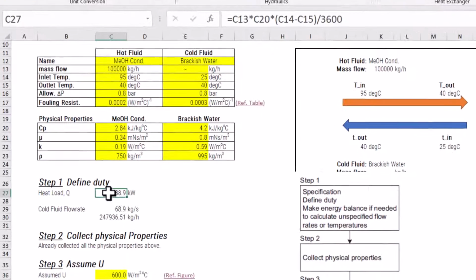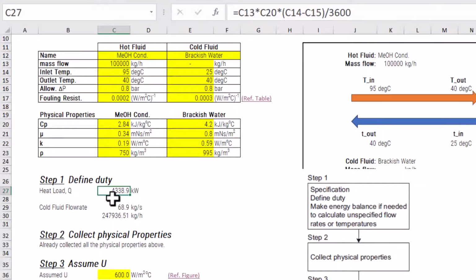First, starting with the heat load. The heat load is a very simple formula, Q = m Cp delta T. So that is calculated. Once the heat load is known to us, we can back calculate how much cold fluid flow rate is required using the same Q = m Cp delta T, where Q is known but m is unknown. So m is calculated in kg per second and kg per hour.